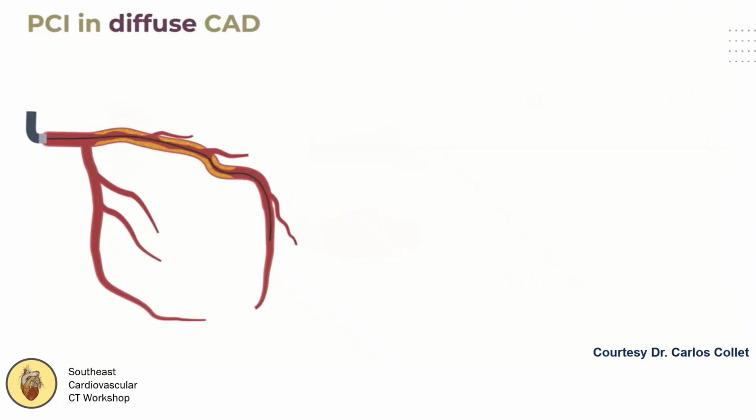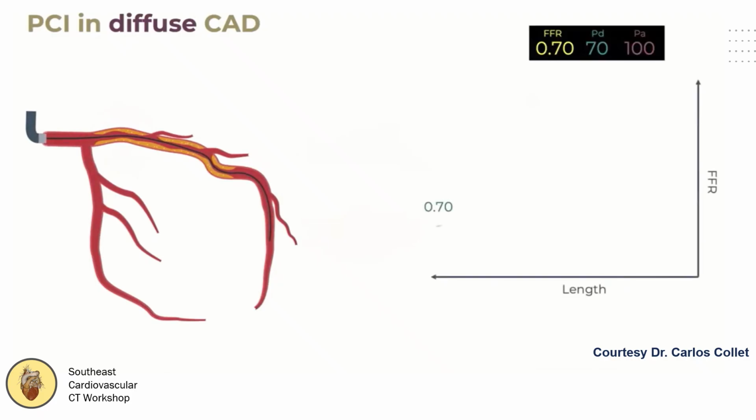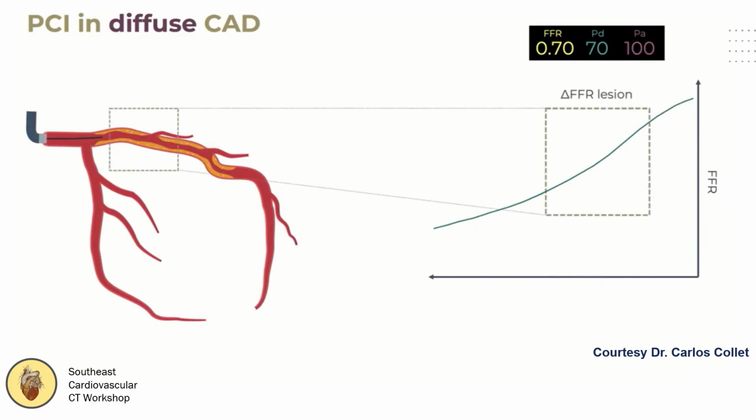Now contrast this with this patient that has diffuse disease. So resistance accumulates gradually throughout the vessel rather than across a single focal lesion. So even if a severe stenosis is treated, there's going to be residual diffuse disease, which may continue to limit flow and symptoms. So in this case, the FFR is the same, 0.7, but as we pull back, we don't have that discrete lesion or that discrete jump. It's more of a gradual decrease in the translesional drop over there.